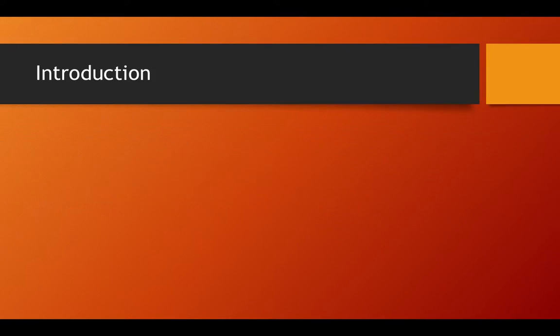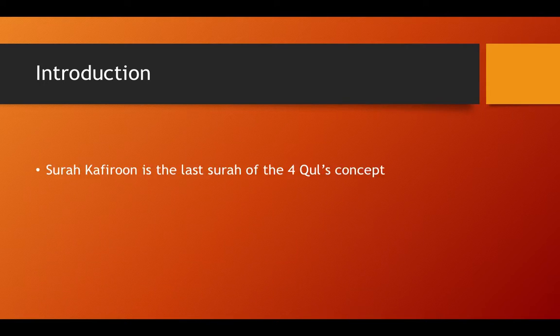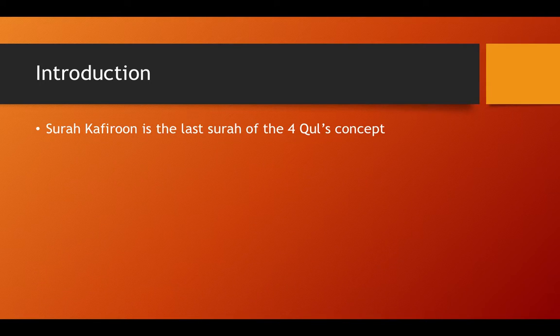Just to give you a bit of context, Surah Kafiroon is the last surah of the four Quls. We already covered three of the four: Surah Ikhlas, then Surah Falaq, and then Surah An-Nas. So Surah Kafiroon is going to be the last one. It is 6 verses in length, so it's a fairly good surah to memorize. It's almost the same length as the other Quls.